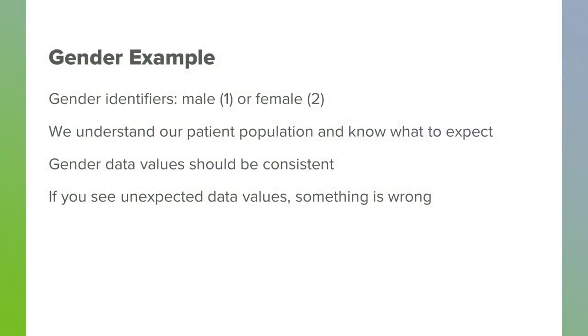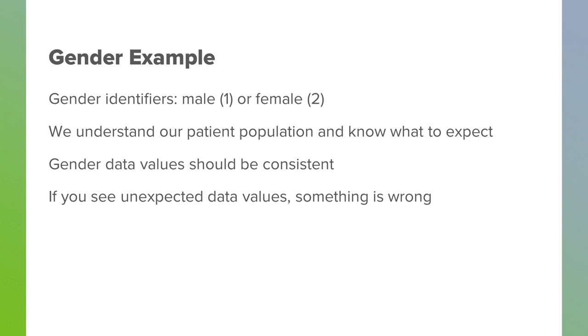For example, if we're thinking about gender, we can look at the value of gender and know that gender will be either male or female. If we're talking about biological gender, we'll know basically what our patient population looks like locally, and we'll be able to see how the data varies from what we would expect.